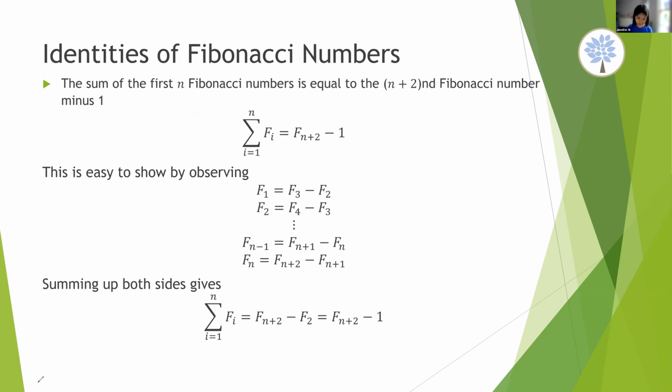Let's see interesting identities of the Fibonacci numbers. The sum of the first n Fibonacci numbers is equal to the n plus second Fibonacci number minus 1. This is easy to show by observing that when you list out the Fibonacci values from f1 to fn as the difference of its two successive numbers, summing up both sides gives the identity, since the intermediate terms on the right-hand side are cancelled out.